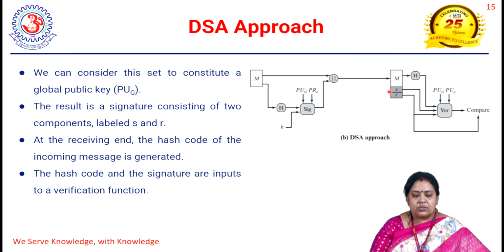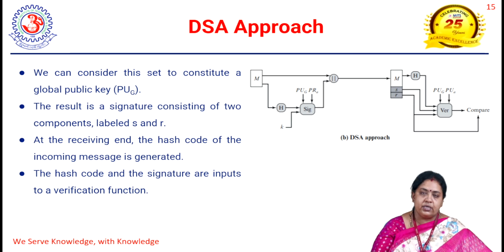What the receiver does is send the message to the hash function in order to generate the hash code, which is given as input to the verification algorithm. Along with this, the receiver gives S and R to the verification algorithm, and also the public key of A and global public key elements, and it generates the output. That output is compared with the R component which has been received. If they are equal, the signature is valid; otherwise the signature is not valid.